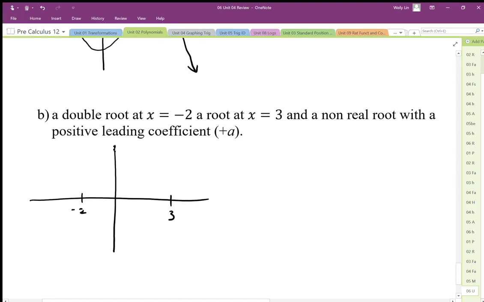So I'm just going to say I have 2 degrees here, 1 degree here. The non-real roots must come in pairs, so this is a 5th degree polynomial. It's a leading coefficient that's positive, so I know it's going to be sloping up.